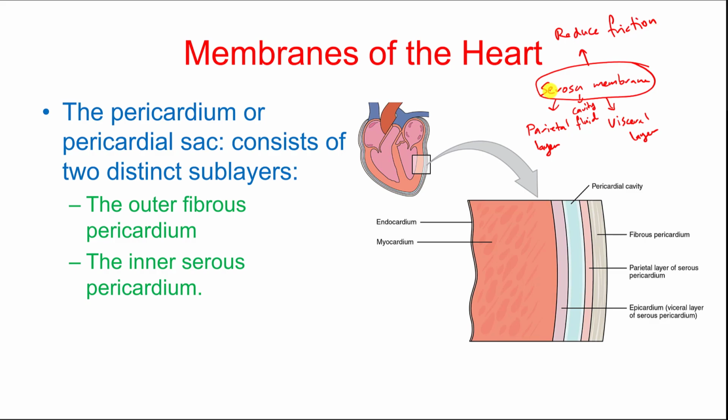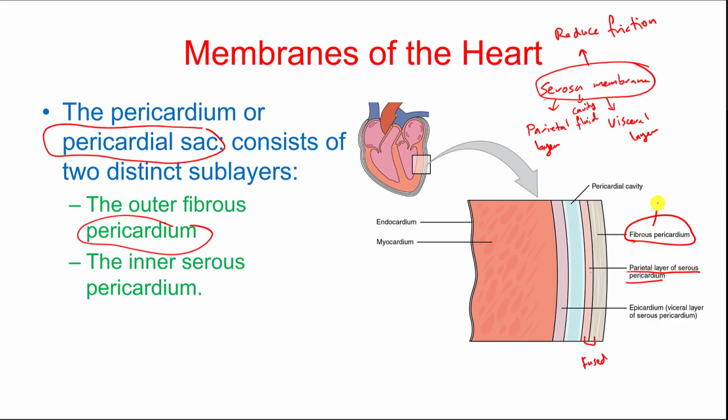So we have a serosa membrane for the heart. However, this serosa membrane, we call it the pericardium. In general, we consider that the heart is sitting within a pericardial sac. So what are the layers of the pericardium? The very outer layer, we call it the fibrous pericardium. Attached to it and fused with it is the parietal layer of the serosa pericardium. So technically, those layers are fused together.